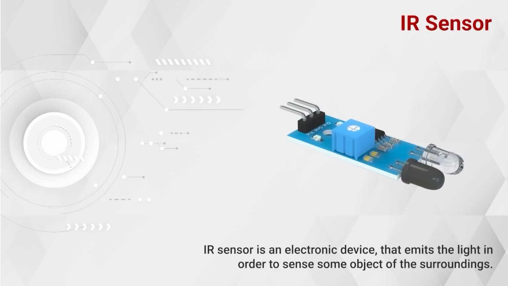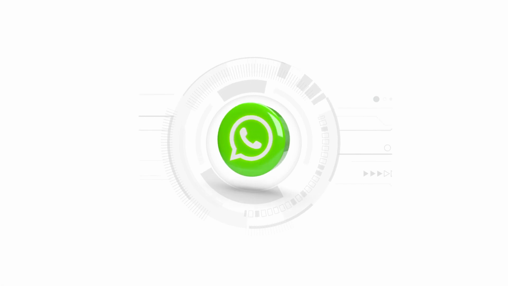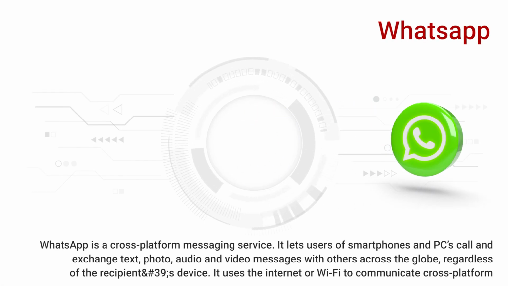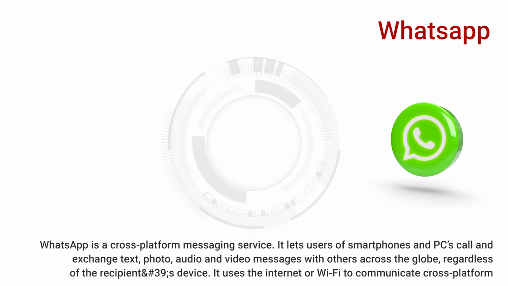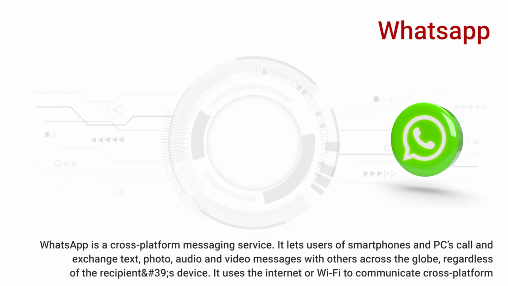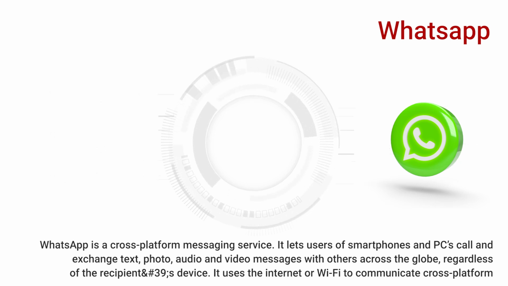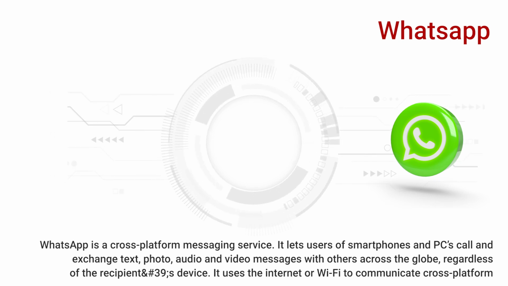IR sensor is an electronic device that emits light in order to sense some object of the surroundings. WhatsApp is a cross-platform messaging service. It lets users of smartphones and PCs call and exchange text, photo, audio and video messages with others across the globe, regardless of the recipient's device. It uses the Internet or Wi-Fi to communicate cross-platform.